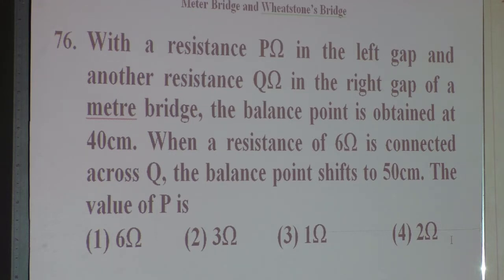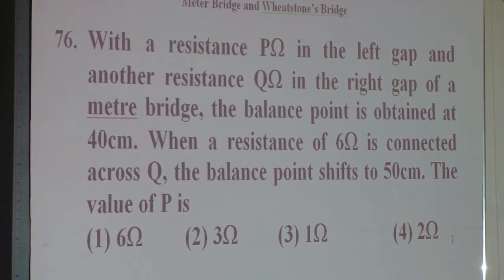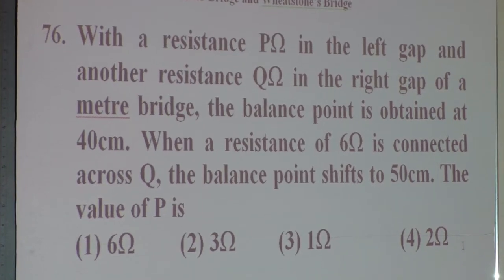With a resistance P ohm in the left gap and another Q ohm in the right gap, that means P by Q I can write. Balancing point is 40, so 40 by 100 minus 40. I will take it as centimeters. So it can be L by 1 minus L, or L by 100 minus L, provided L is in meters or centimeters. When a 6 ohm resistor is connected across Q, means parallel to Q.